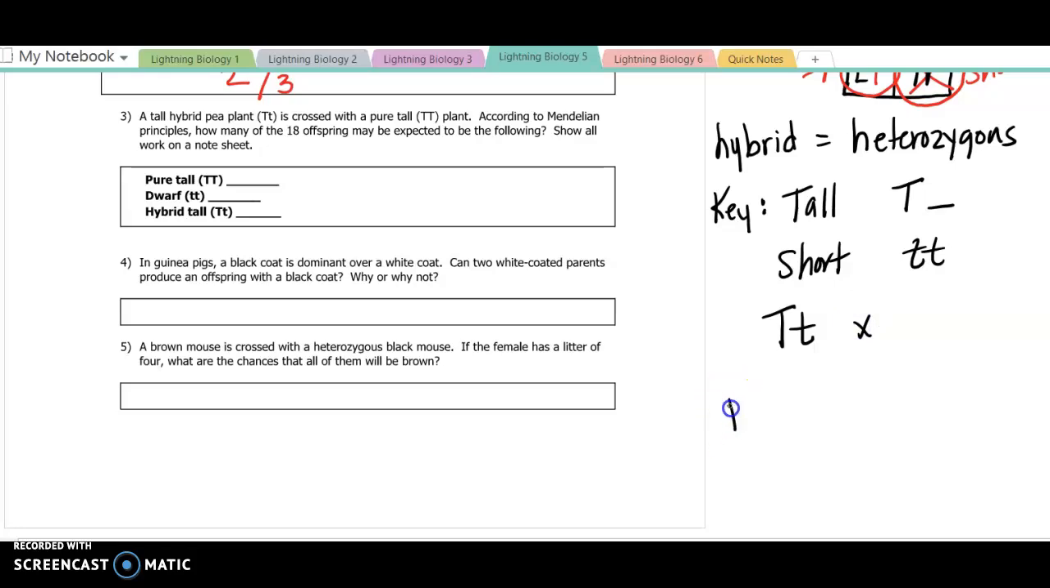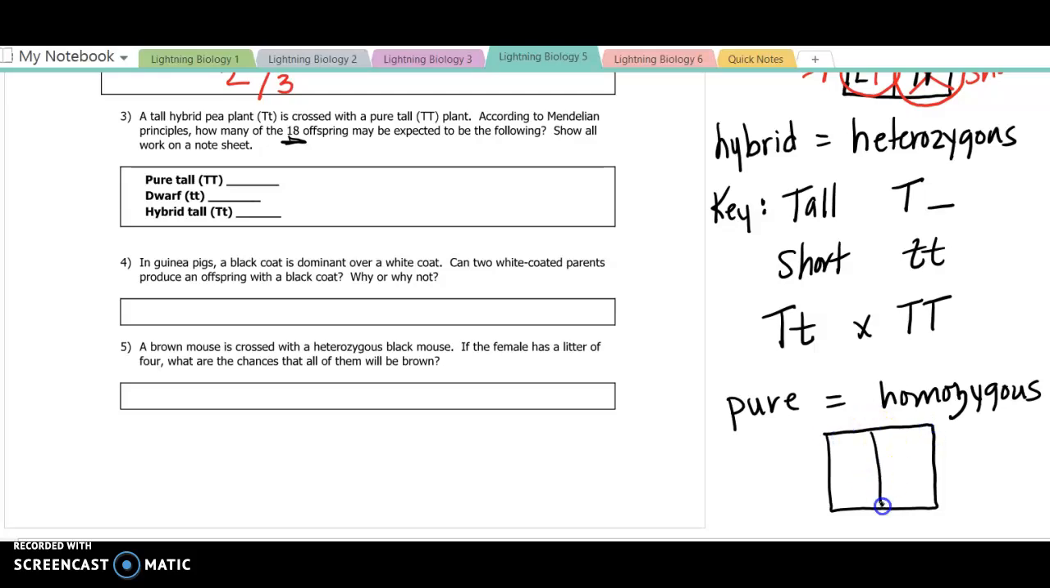So a pure, that's another newer word. A pure means homozygous, meaning it only has one thing to give. And so this would be big T, big T. According to Mendelian principle, how many of the 18, so now we're dealing with a number, how many of the 18 offspring may be expected to be the following? So I'm going to go ahead and do a Punnett square just because it makes it easy.